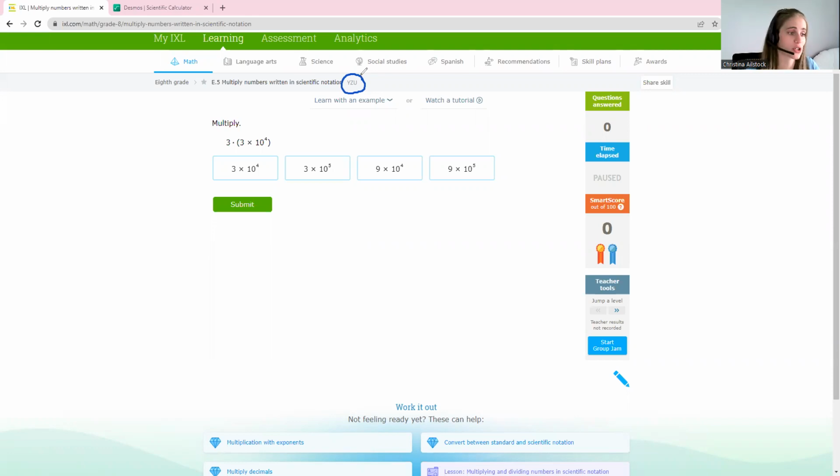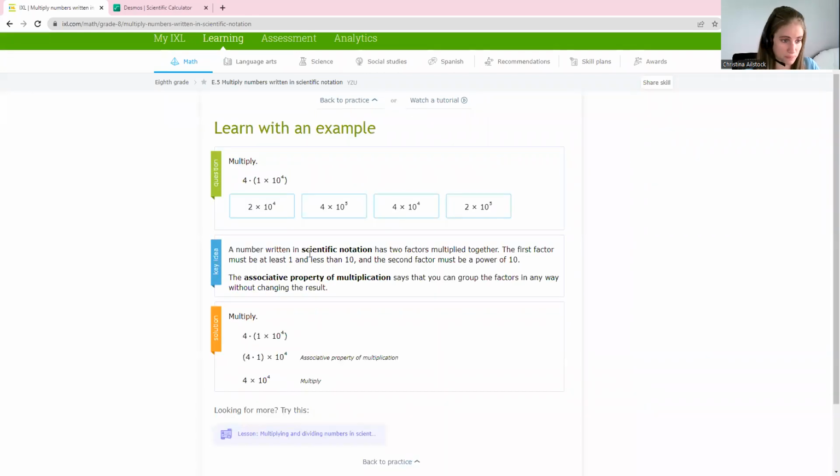We are being asked on this first question to multiply a number written in standard form, so our 3, times a number written in scientific notation, so 3 and 10 to the 4th. When we have mixed forms like this, that's okay. We can still follow the same steps to multiplying as if they were both in scientific notation. And if you want a little reminder on that, I'm going to show IXL's Learn with Example because it has some great graphics and we'll talk through it.